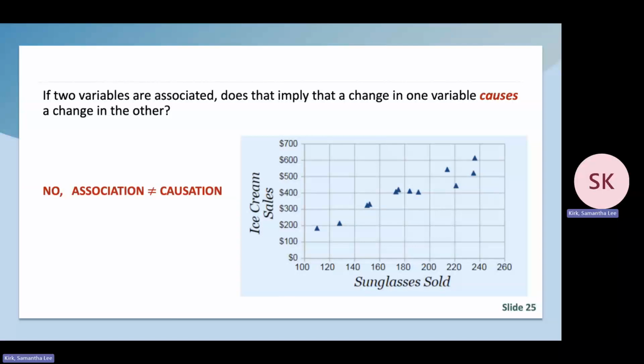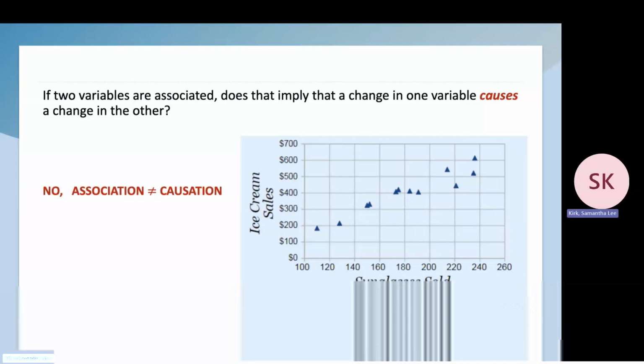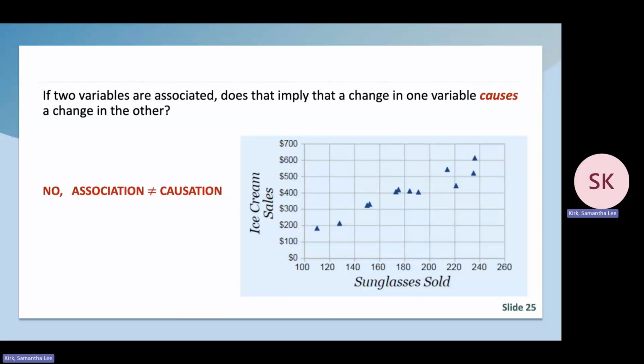So this is an observational study. We'll talk more about it later on this week and into next week. But observational studies cannot show causation. There's another variable that influences how many sunglasses are being sold, and also how much ice cream is being sold.